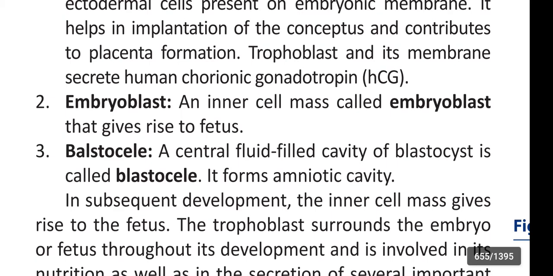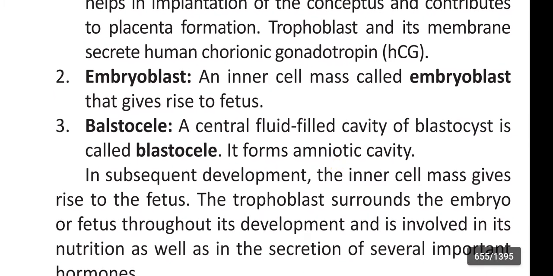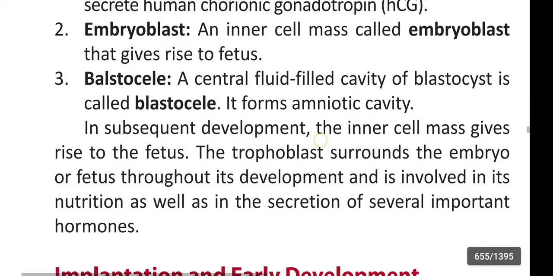Next, embryoblast. An inner cell mass called embryoblast that gives rise to the fetus. Next, blastocele. A central fluid filled cavity of the blastocyst is called blastocele. It forms the amniotic cavity.